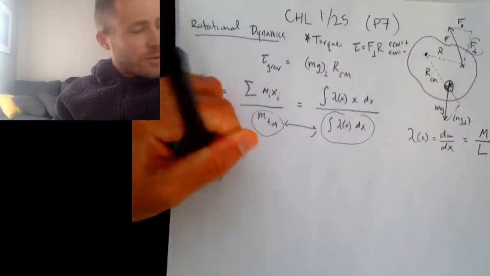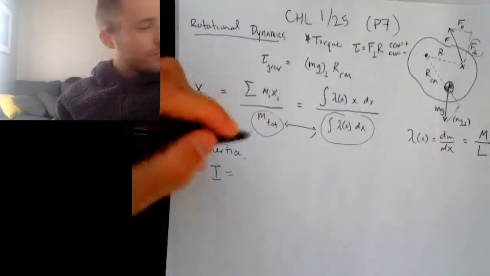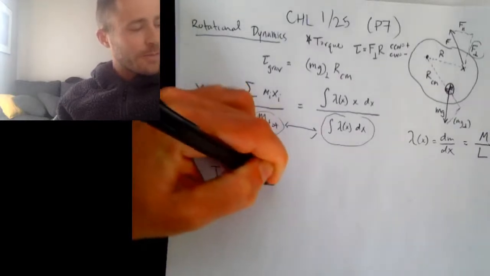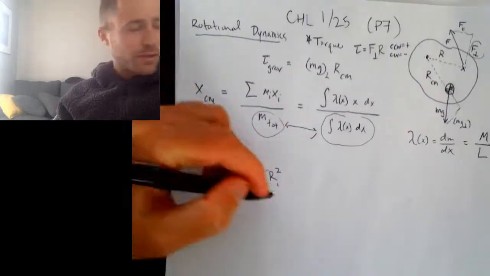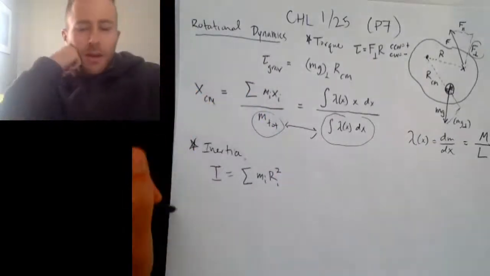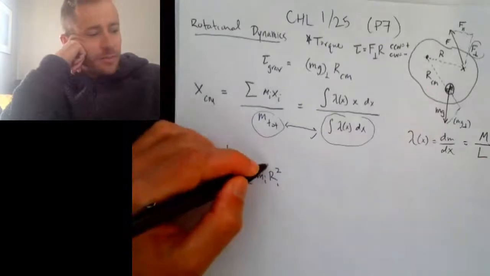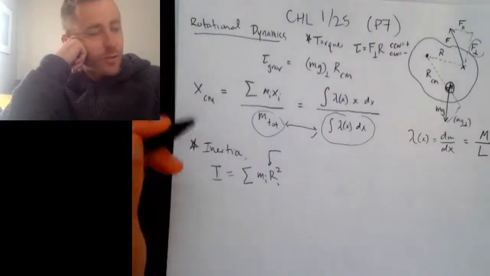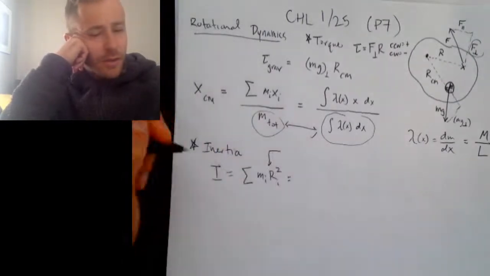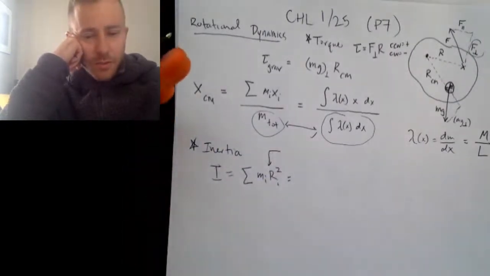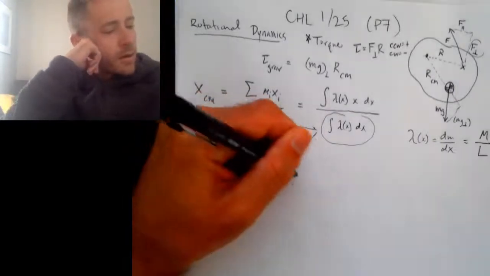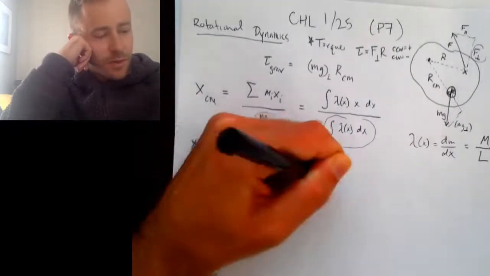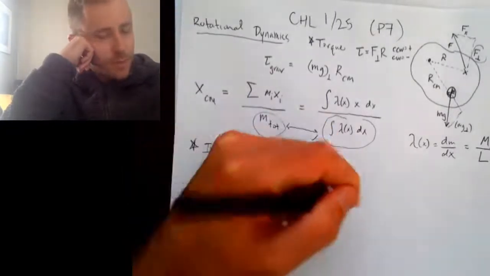Okay, and so if you have a discrete system of masses, the inertia is the sum over m r squared, where r is the distance from the axis, the perpendicular distance from the axis of rotation. And if you had a continuum distribution of mass, then this would be equal to the integral of lambda of x times x squared dx.